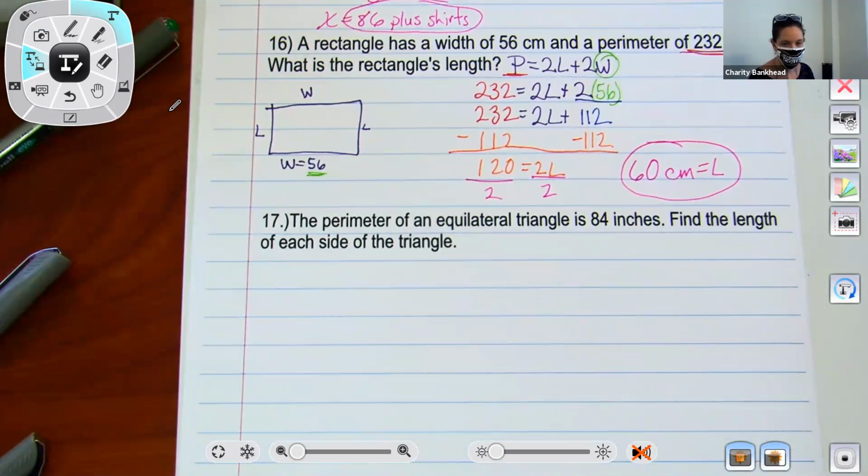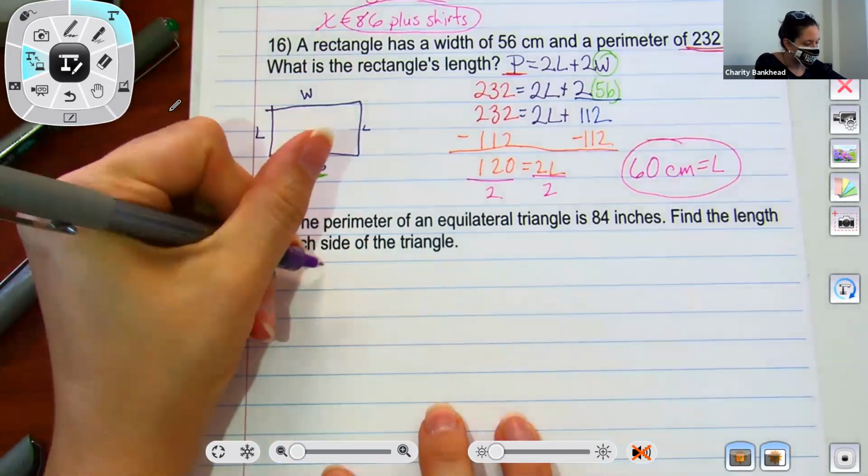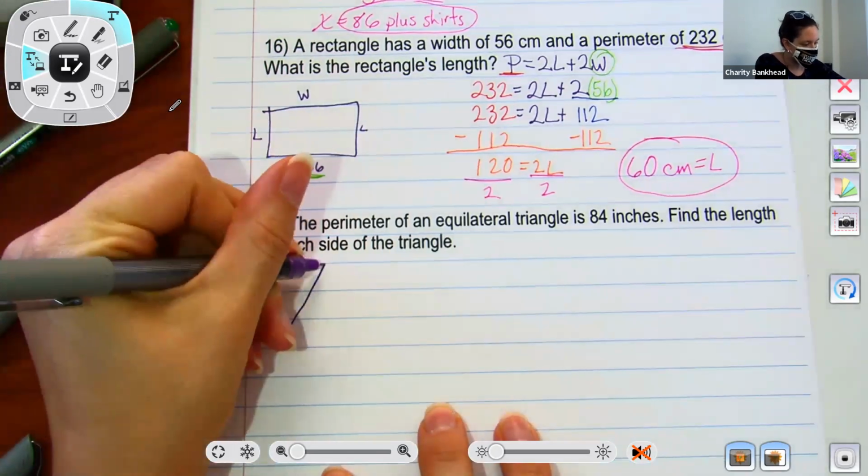All right, number 17 says the perimeter of an equilateral triangle is 84 inches. Find the length of each side of the triangle. All right, so an equilateral triangle means that all of the sides are the same length.